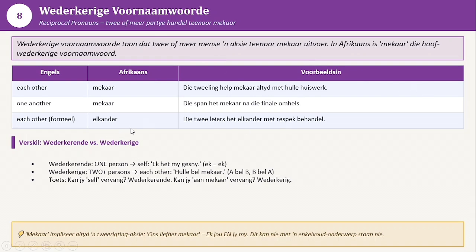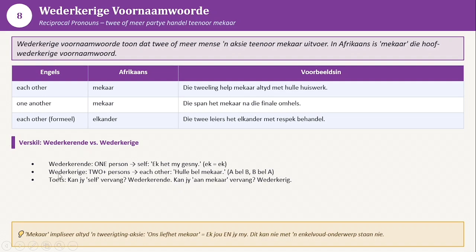Then we have elk ander. This one is very rare that they'll ask it. But for fall, I think you must just know mekaar. Okay. So know the difference between wederkerend, which is ek het my, right? And wederkerig, hulle doen dit aan mekaar. Okay, of hulle help mekaar, hulle bel mekaar, all of that stuff. Okay, so you need to find a way to know which one is which. I think that's the only trick that you can get out of this.